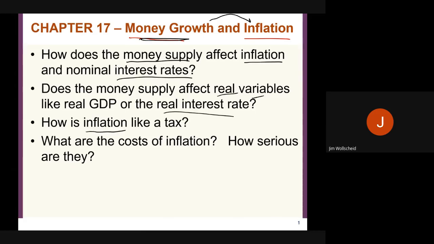Why is inflation like a tax? And what do I mean by a tax? And then finally, we're going to go through the cost of inflation, and we're going to try to talk about how serious they are and what economists see as the cost of inflation and why we worry about them.